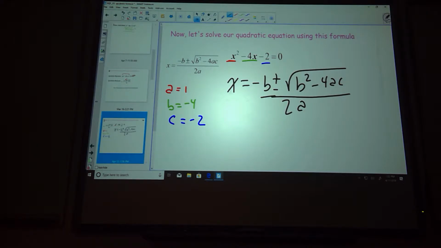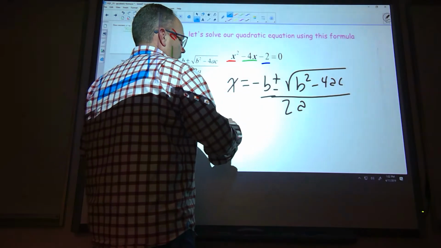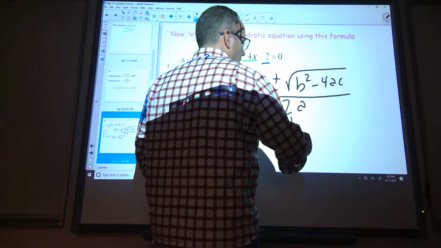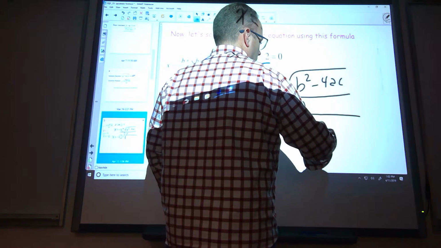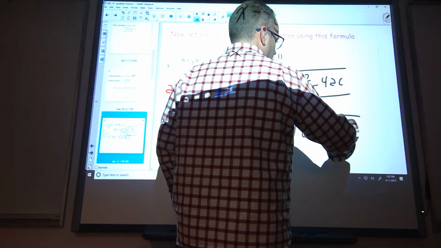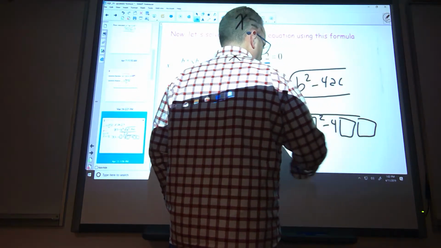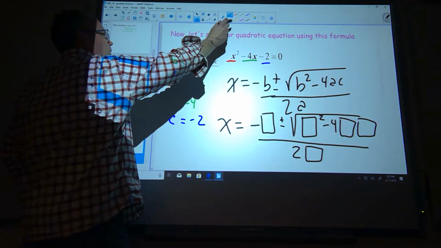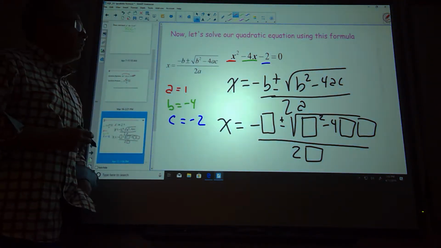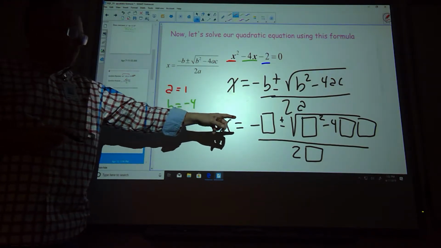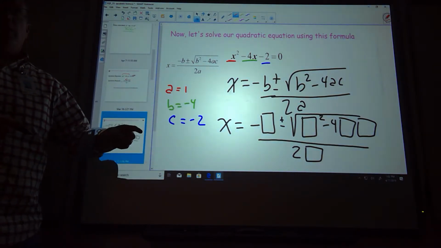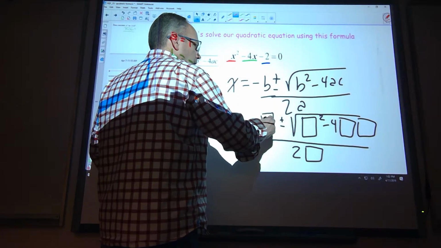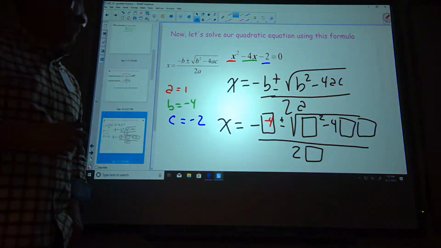So let's start plugging in things that we know. So I have x equals negative, and I'm going to put a block here, plus or minus. In these squares, we are going to put our values. So let's see. What value goes here? What letter did we say it was? B. What is B equal to? -4. Oh, I got a negative and a negative right in a row. So that's going to become a positive.